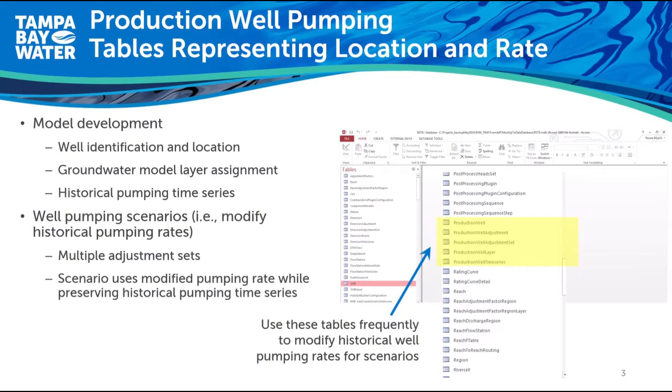Now we will take a look at some frequently used tables within the IHM database. Production well tables contain information for production wells. For a calibrated model, these tables are frequently used to create well pumping scenarios. This includes tables production well adjustment set, production well layer, and production well time series. Well pumping scenarios can be created while preserving the historical well pumping time series in the model.